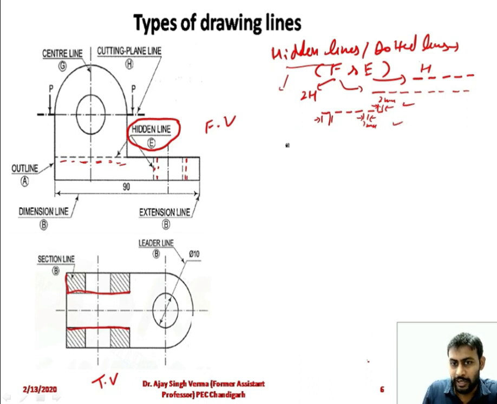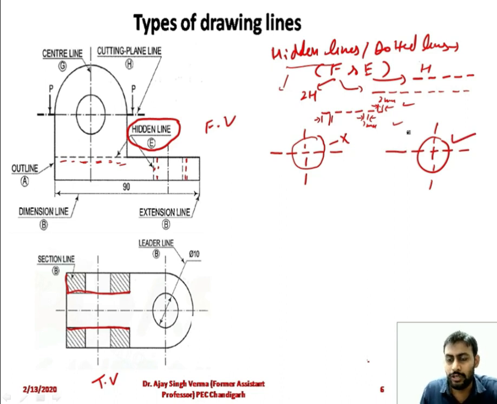Similarly, one more thing is there. If 2 hidden lines intersect each other, you can see the intersection section. In the intersection, a dot is in between the space mark. So this is a wrong method to represent the intersection of 2 hidden lines. Like this is the exact method to represent the intersection of the 2 hidden lines.